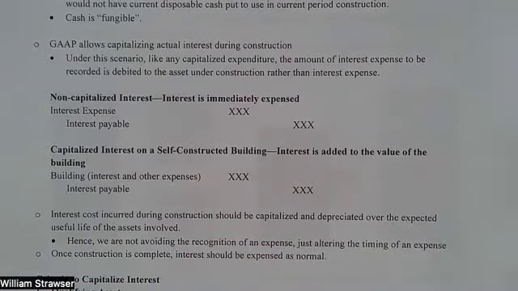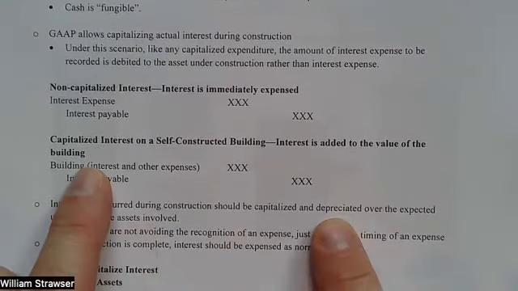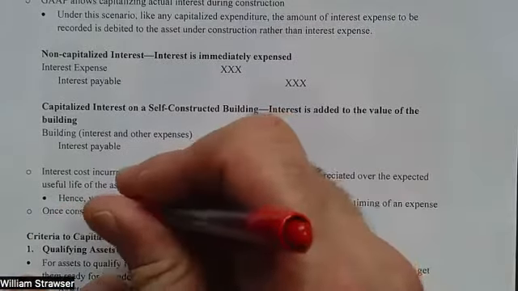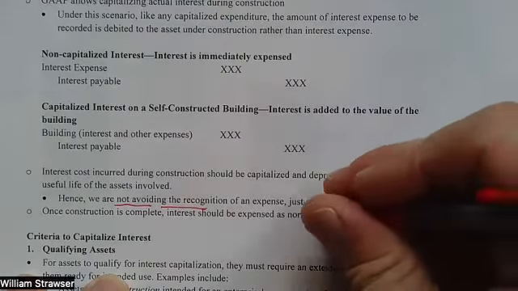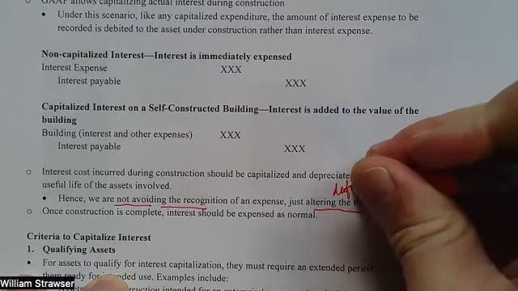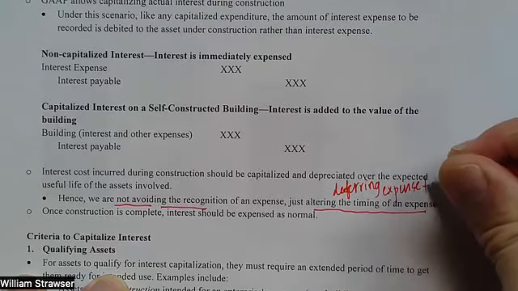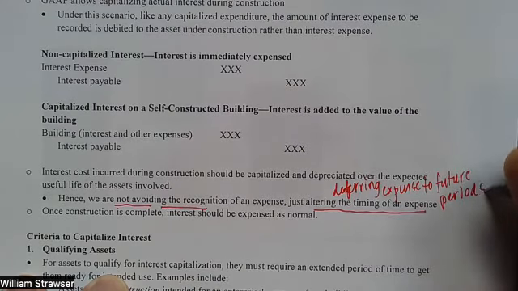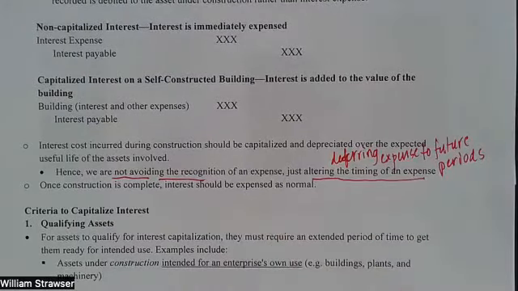Ultimately, that interest will be depreciated over time because we're going to depreciate the building as we use it. And so we're not avoiding a recognition of the expense. We're just altering the timing of it. We're deferring the expense to future periods. Once we complete the construction project, then interest goes back to being recognized as normal.